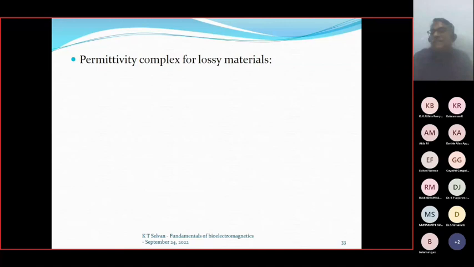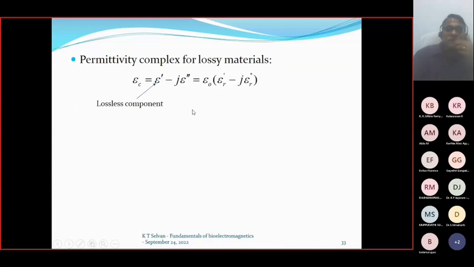Therefore, we make the permittivity complex for lossy materials. We define a complex permittivity as epsilon dash minus j epsilon double dash. Most of you would be familiar with complex numbers, but the idea is that we want to account for the loss. Whereas epsilon dash that we introduced some time back assumed the material to be lossless. But for lossy dielectrics, we have to also account for loss, and that epsilon dash represented only the energy storing ability. But apart from storage, there is also loss, which we account for by introducing complex permittivity. So this is the lossless component. And the other component arises not only because of conduction, but also because of damping. Damping is the result of the polarization changing consistent with the changing electric fields.